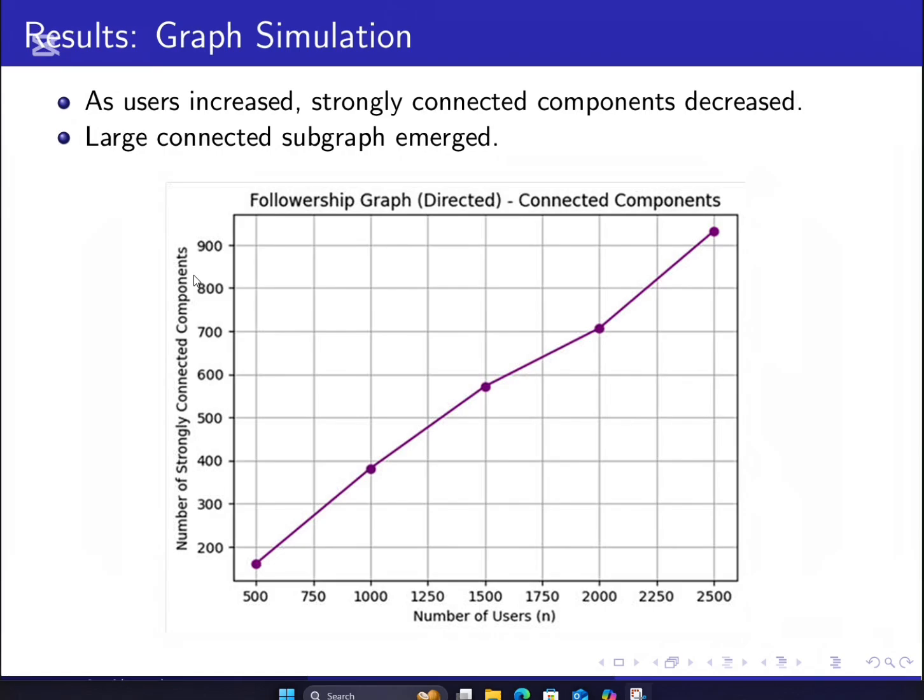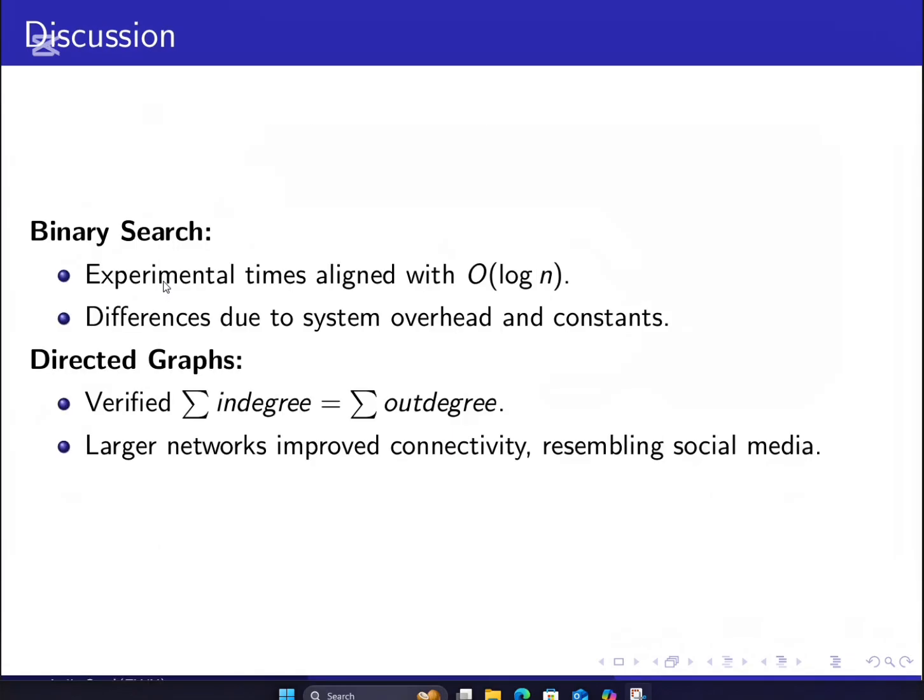Graph simulation. In the graph simulation, we observed that as the number of users increases, the number of strongly connected components decreases. In other words, the graphs become more interconnected. We also noticed the formation of a large connected subgraph, which is similar to how real social media networks evolve.